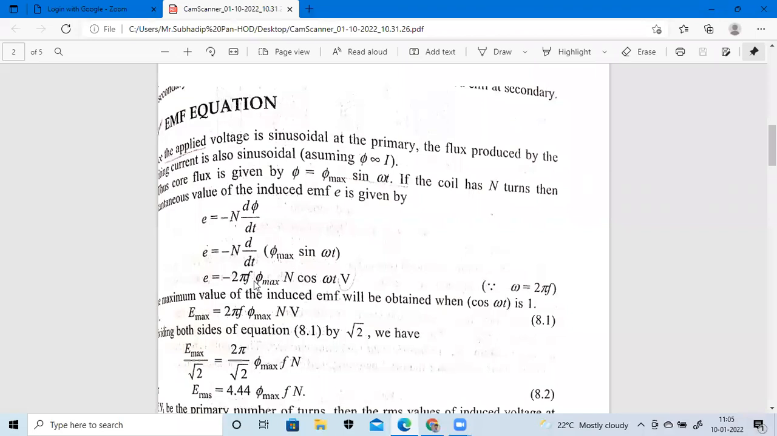Can you observe the similarity between the supply voltage and the EMF induced equation? The EMF induced equation lags the supply voltage by 90 degrees. So the maximum value of the EMF induced is 2 pi f phi maximum N. If you want to find the RMS value, you divide by root 2. You know?